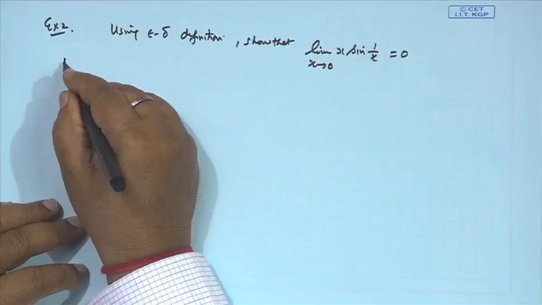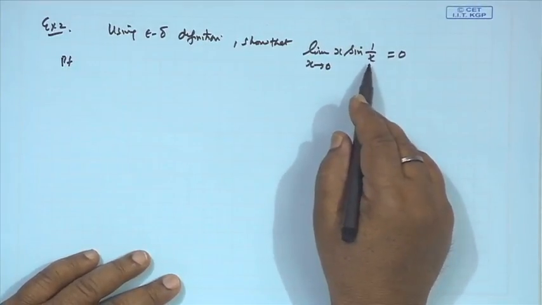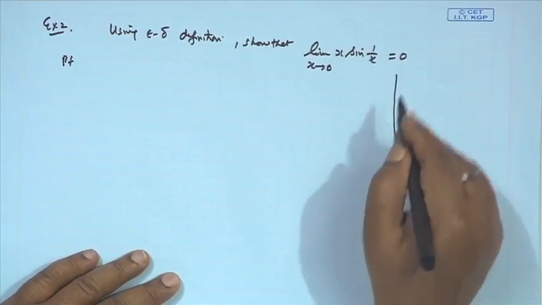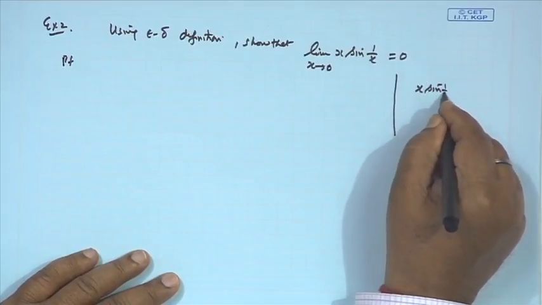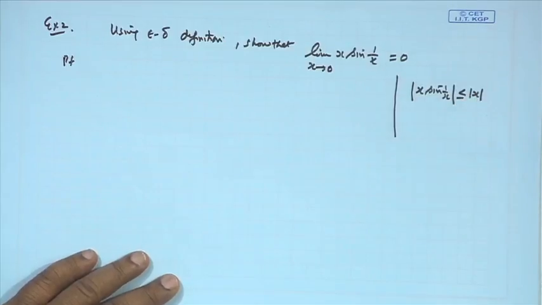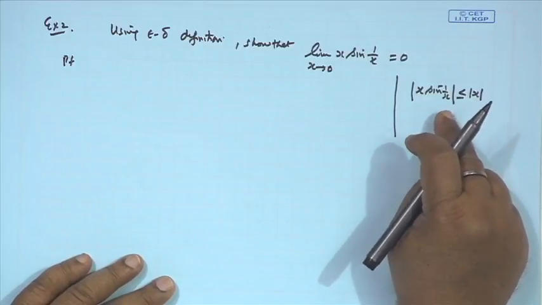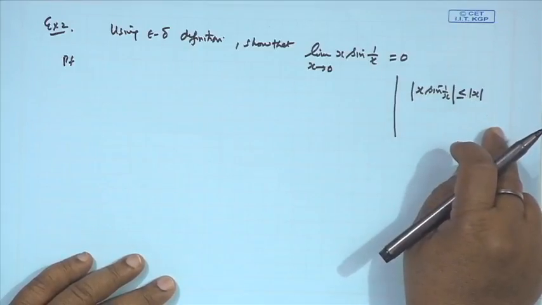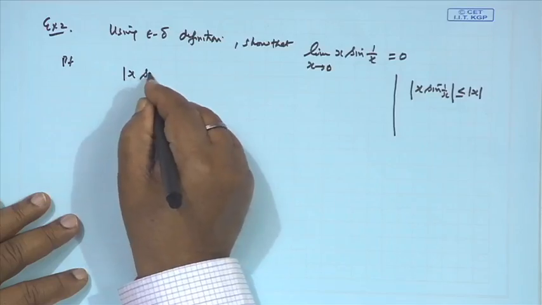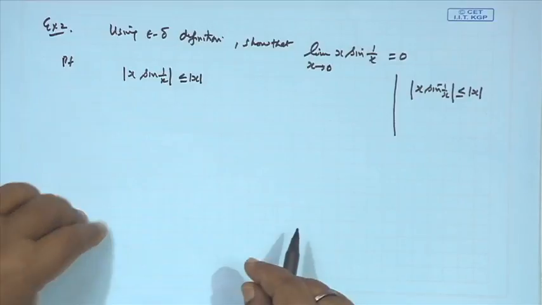So, the proof is very simple. If we look at x sin 1 by x, its absolute value is always less than or equal to mod x, because sin 1 by x oscillates from minus 1 to plus 1. So, modulus of sin 1 by x is less than or equal to 1. So, we can consider x sin 1 by x, which is less than or equal to mod x, and this is known.